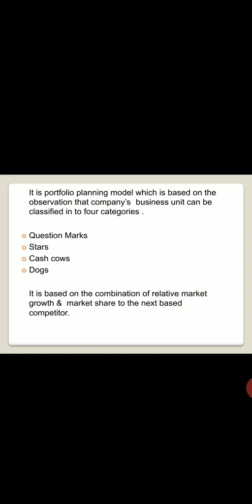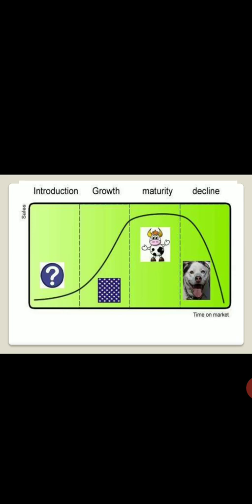It is a portfolio planning model which is based on the observation that a company's business units can be classified into 4 categories: question marks, stars, cash cows and dogs. It is based on the combination of relative market growth and market share relative to the next biggest competitor.